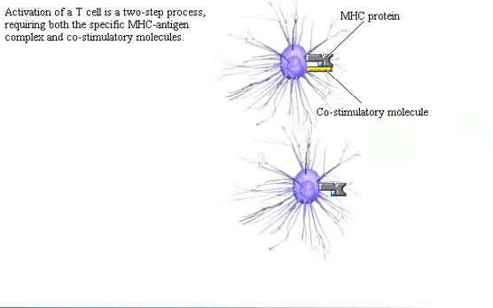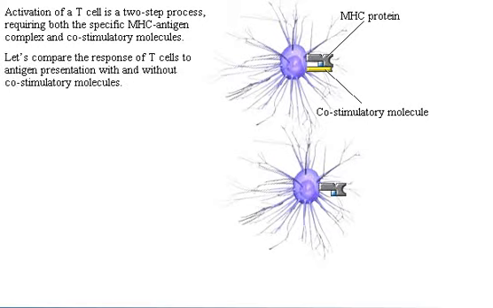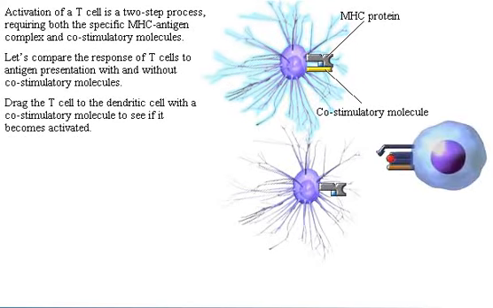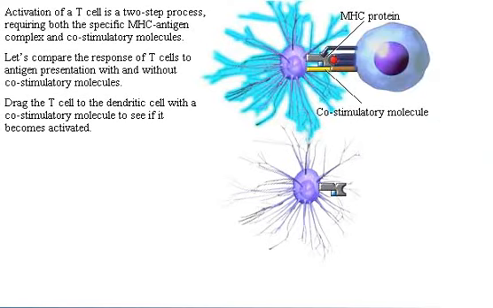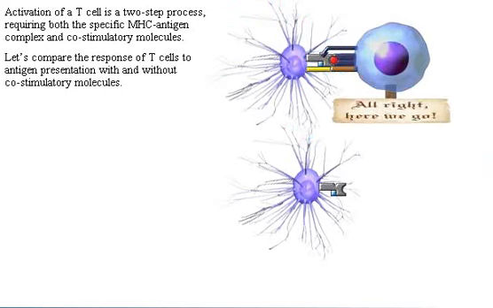As we have seen, activation of a T cell is a two-step process requiring both the specific MHC antigen complex and co-stimulatory molecules. Let's compare the response of T cells to antigen presentation with and without co-stimulatory molecules. Drag the T cell to the dendritic cell with a co-stimulatory molecule to see if it becomes activated. All right, here we go.